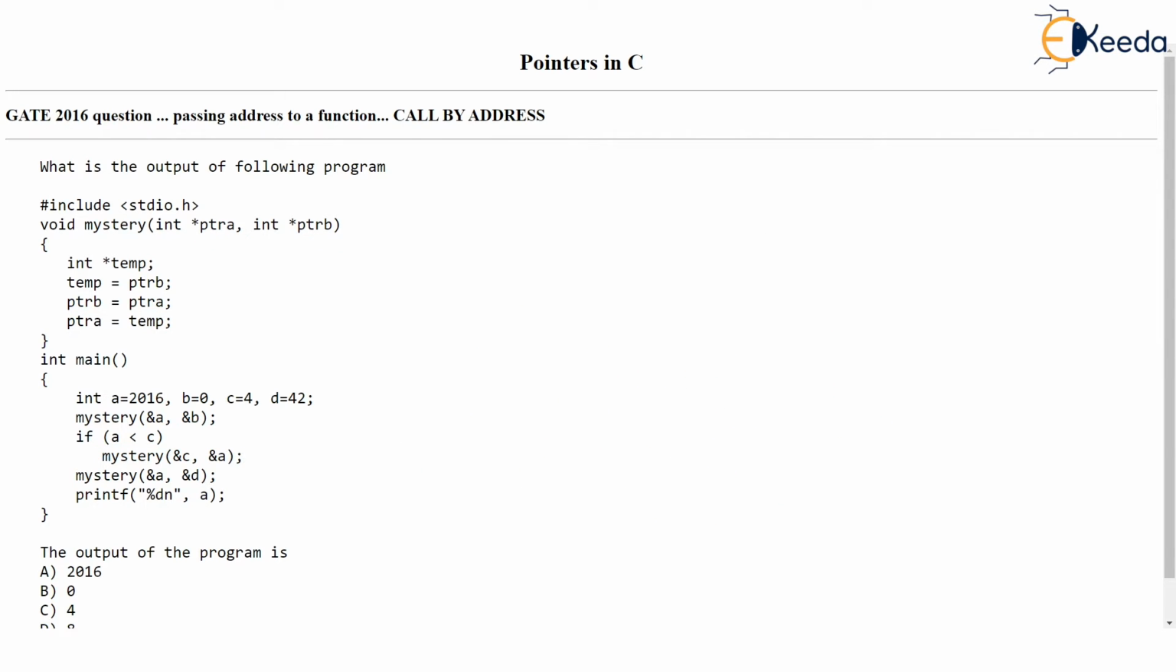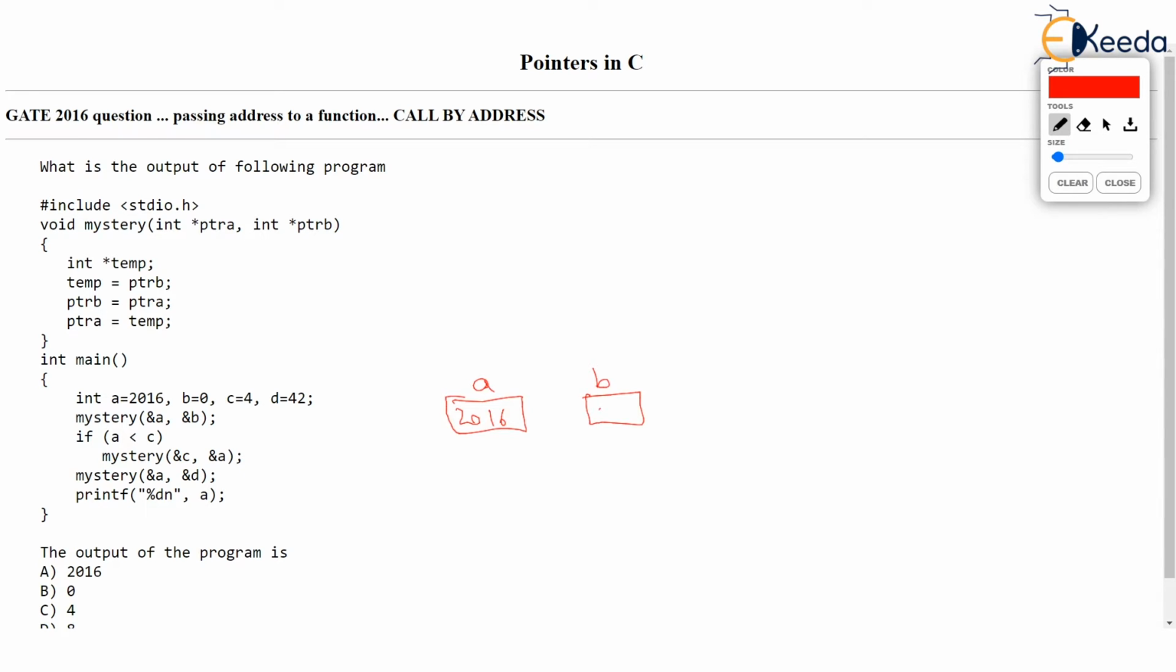Of course, we know that there are no changes made in A, B, C, D. So I will draw A as 2016, B as 0, C as 4, and D as 42. Each of them is stored in 2 bytes. Assume that the addresses are 100, 101, 200, 201, 300, 301, and 400, 401. All right then. What is this mystery call now?